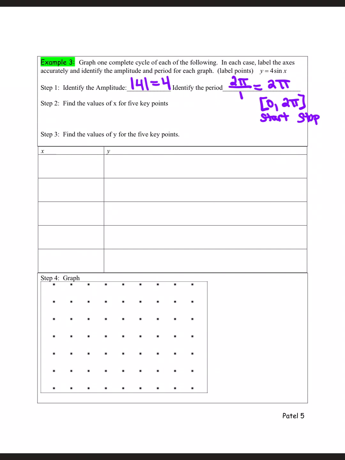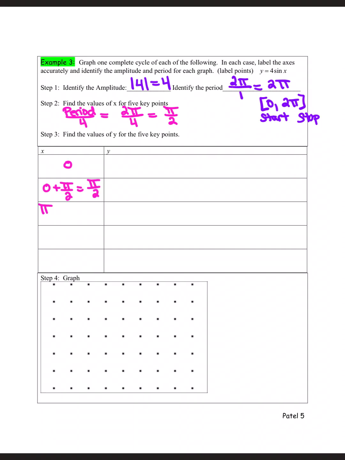Step 2, we're going to find the values of x for 5 key points. Well, it's going to be period divided by 4. So in this case, it's 2 pi divided by 4, which is pi over 2. So I'm counting by pi over 2. Starting at 0, so my first x is 0. The second one is 0 plus pi over 2, which is pi over 2.